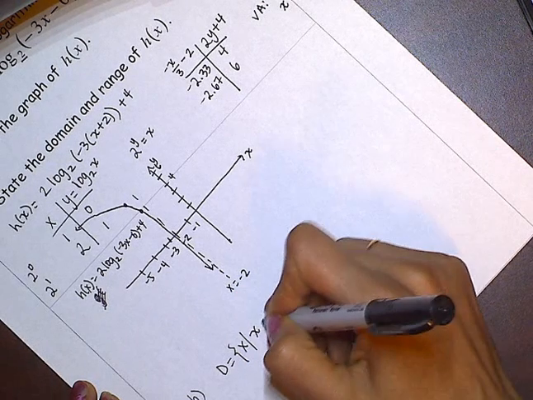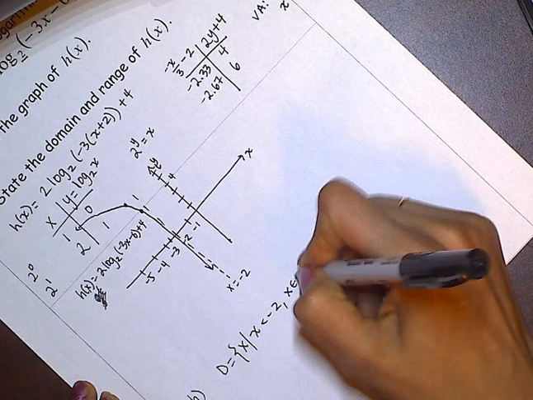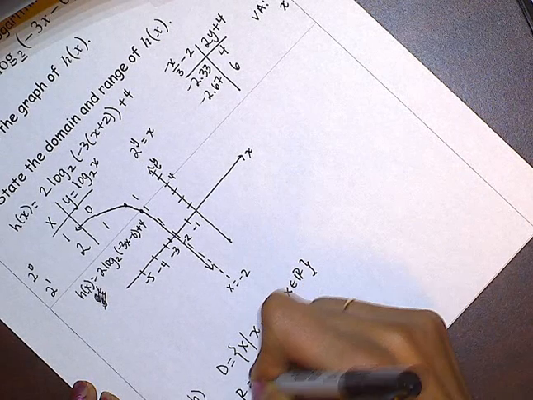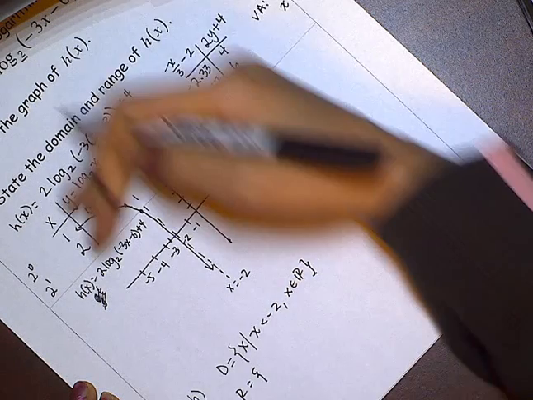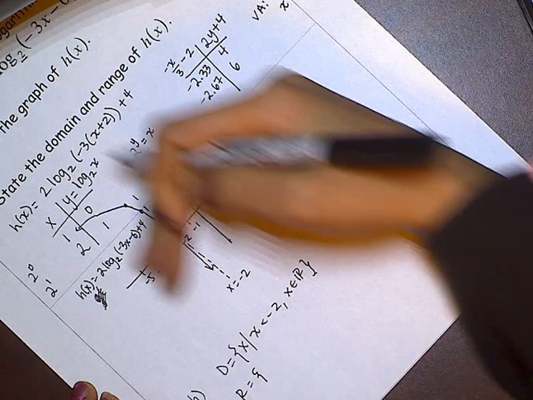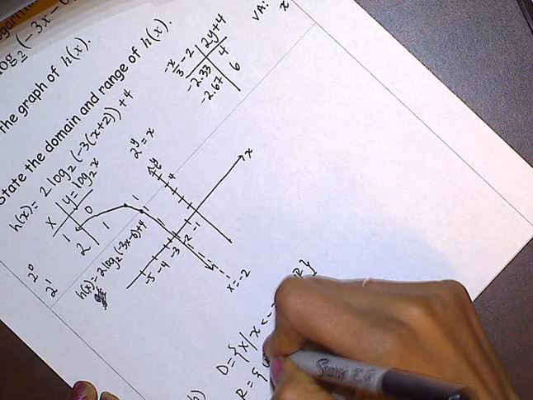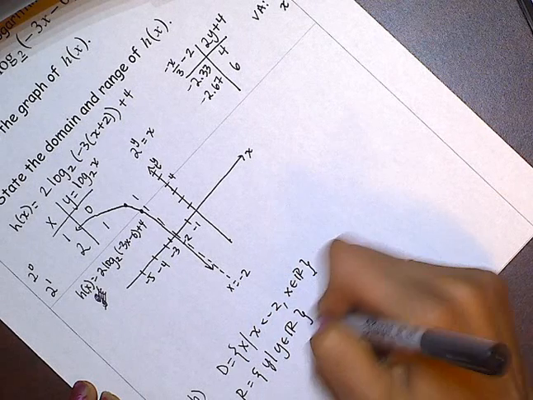And then my range spans basically all of my y values. There's no restriction on the y. The y such that y is an element of all real numbers. And that's it for our fourth question as well.